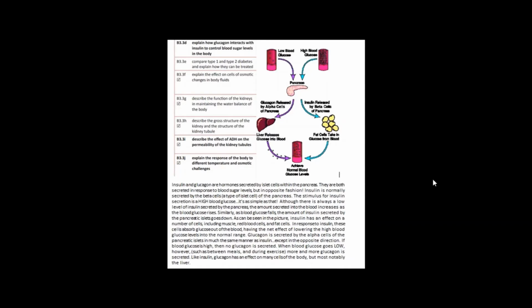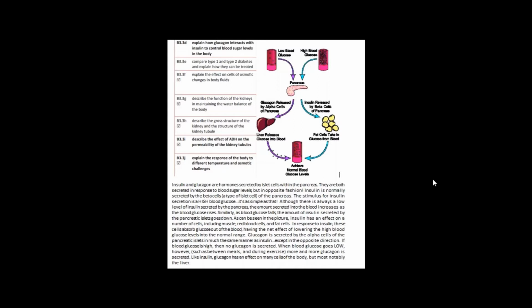Alright, let's have a look at this slide. So one of the objectives is to explain how glucagon interacts with insulin to control blood sugar levels in the body. So let me just read through the paragraph at the bottom. Insulin and glucagon are hormones, and they are secreted by cells within the pancreas. And they're called islet cells within the pancreas.